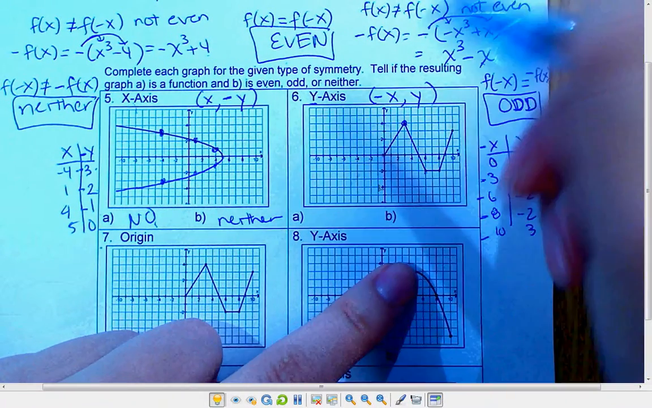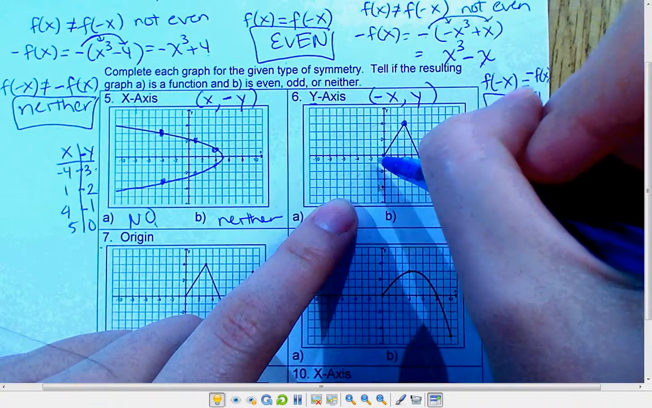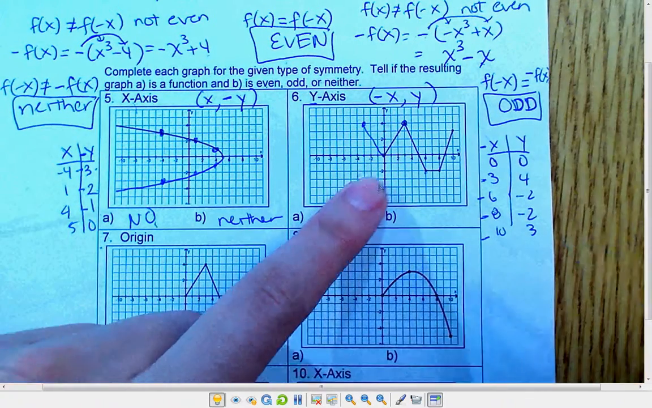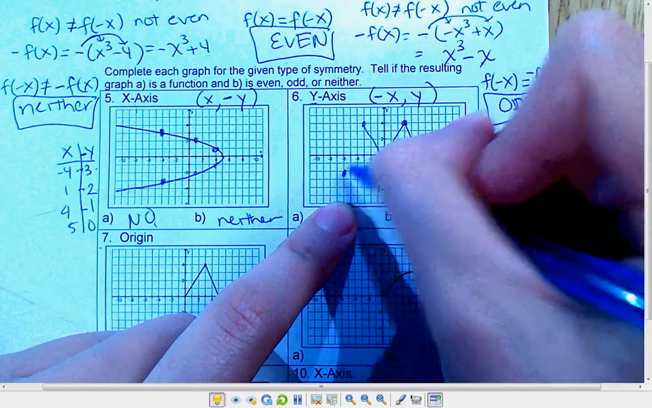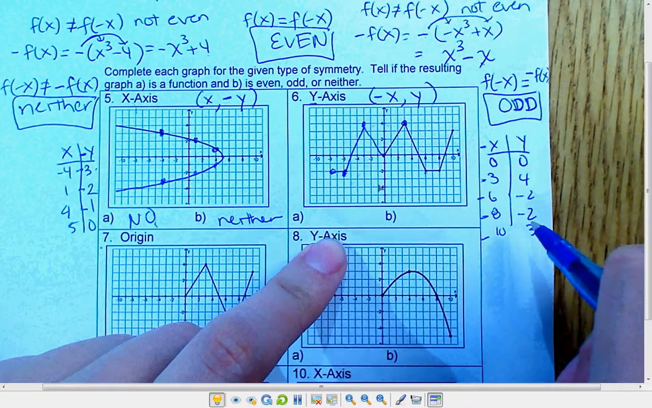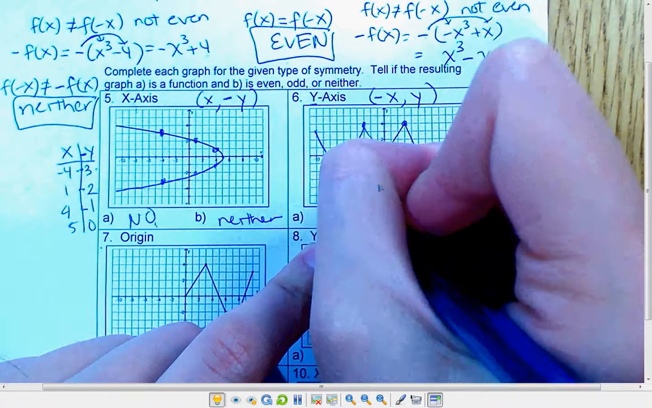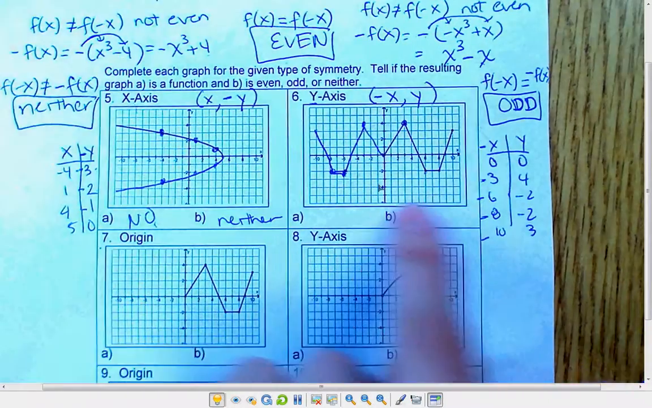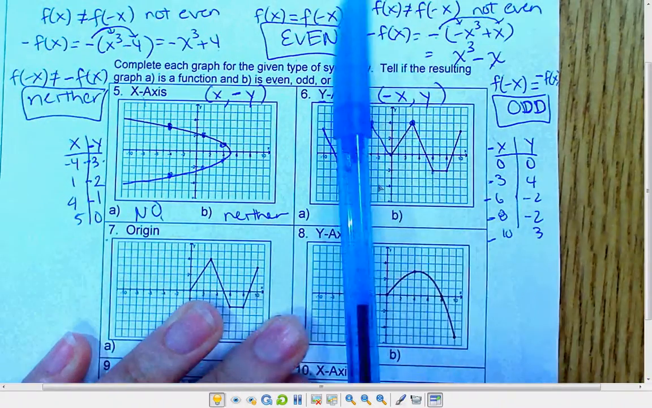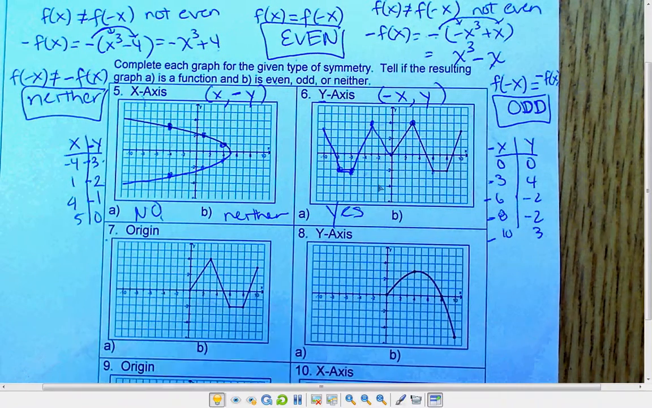So let's plot them again. 0, 0, -3, 4. So I have -3, +4. Connect them. -6, -2. -8, -2. And -10, +3. So this is my graph with y-axis symmetry. So is this one a function? Passes the vertical line test? Yes, it is. B is it even, odd, or neither?